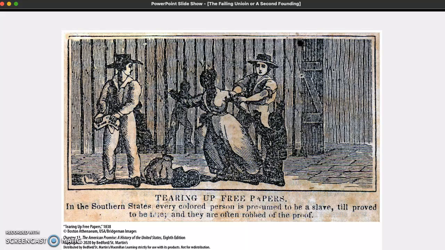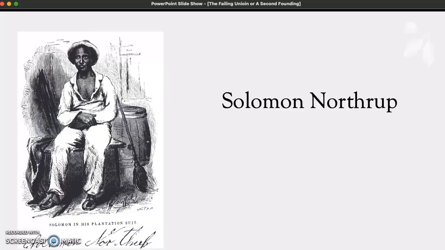And so oftentimes papers would be torn, they would be disposed of, or in some extreme cases, people who were free were actually abducted. And the story of Solomon Northup, who you may have heard of before, there is a movie known as 12 Years a Slave, and that is the name of his own account of being abducted from the North and taken to the South and enslaved and ultimately gaining his freedom, was unfortunately something that was taking place.